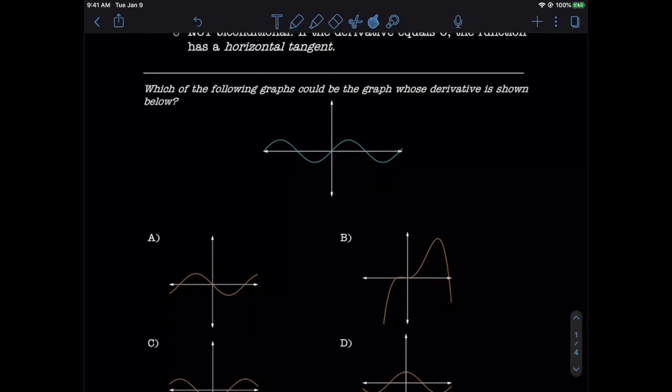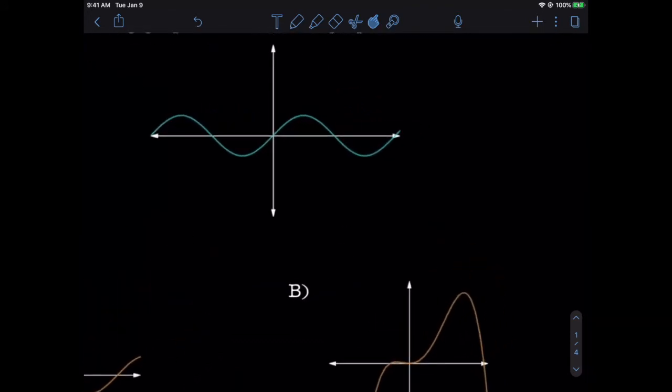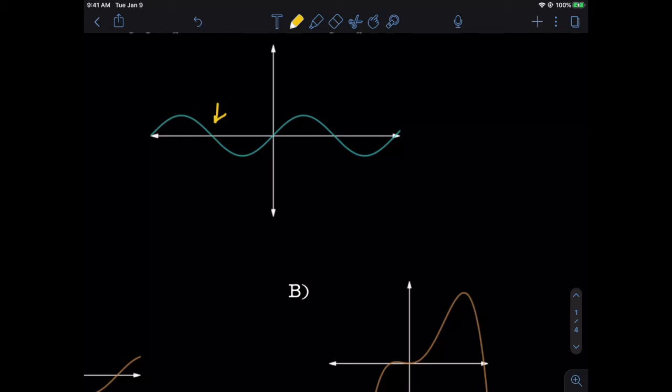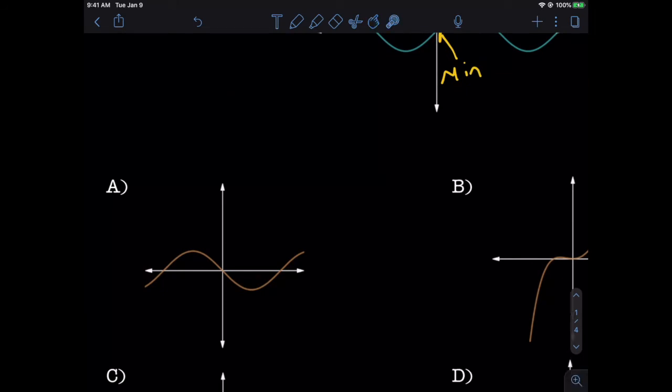First example gives us a graph of the derivative, and we are supposed to pick which graph of the four could be the original function. So we are going to look at sign changes to determine maxes and mins. Positive to negative in the derivative means the original function has a max. Negative to positive in the derivative means the original function has a min. And over here again, positive to negative means we have a max. With this information, we can start to get rid of wrong answers.